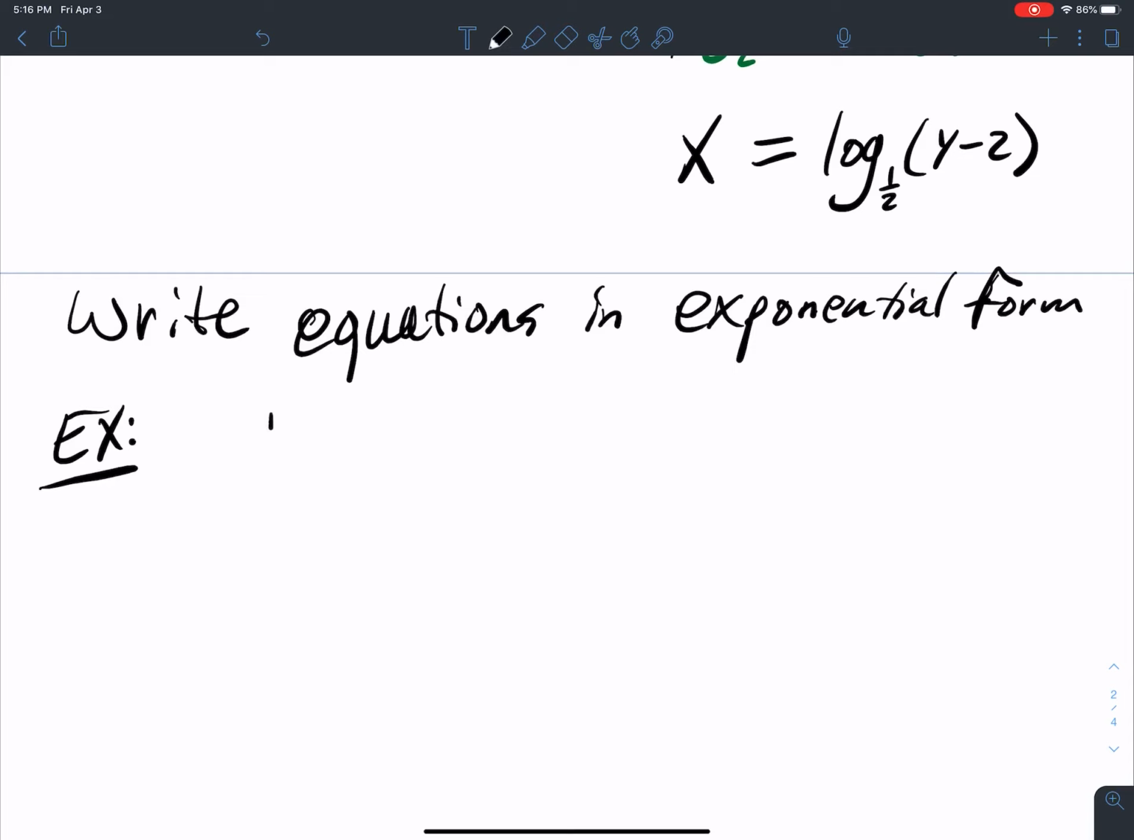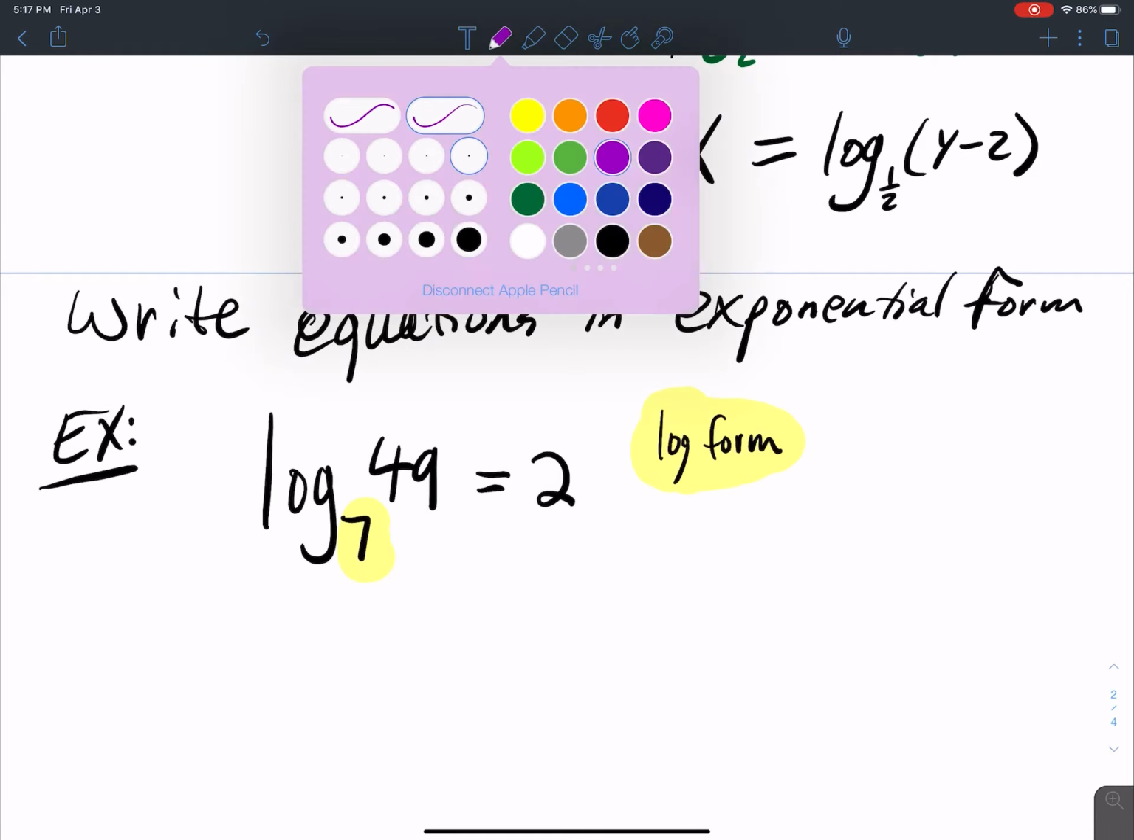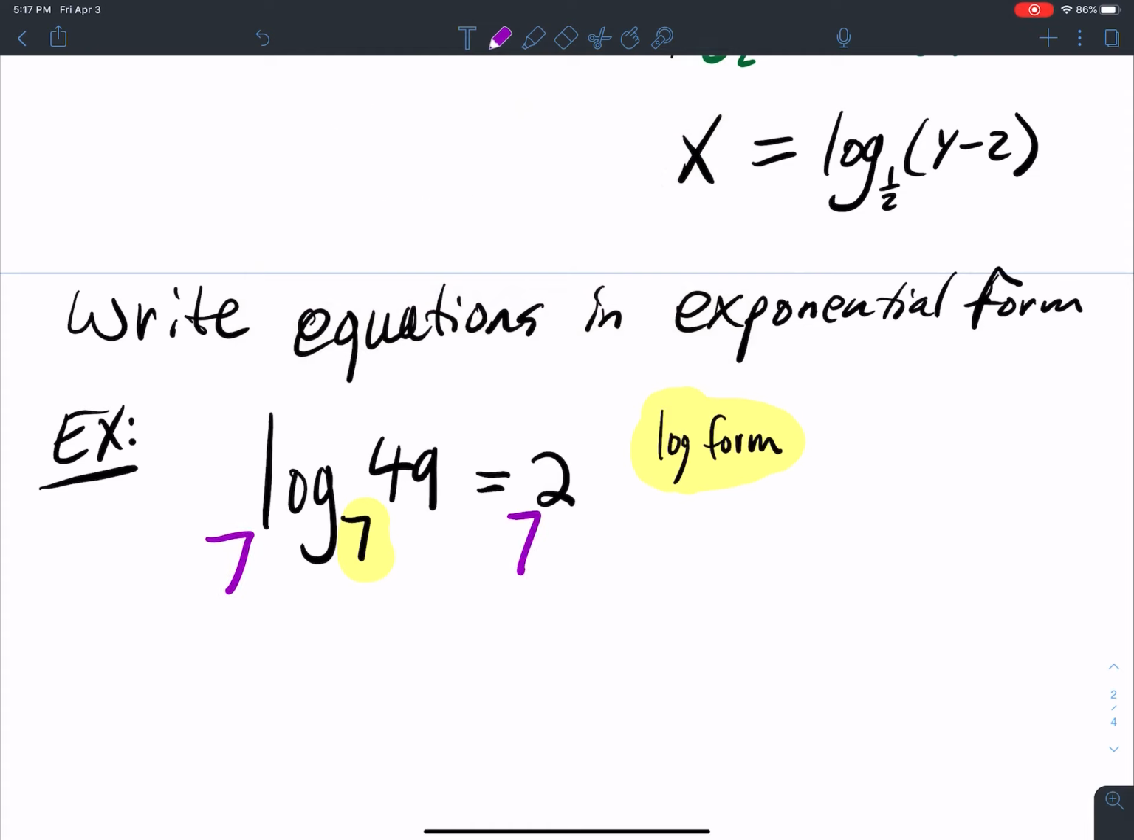Say I start in my log form. Log base 7 of 49 equals 2. That's my log form. How do I get rid of a log? Well, the inverse of the log is the exponential. My base here is 7. So I'm going to raise both sides. I have a 7 here, and I do the same thing over here. The 7 raised to the log base 7 cancel, and I get 49, whatever's left in that argument, equals 7 squared. This is the exponential form.